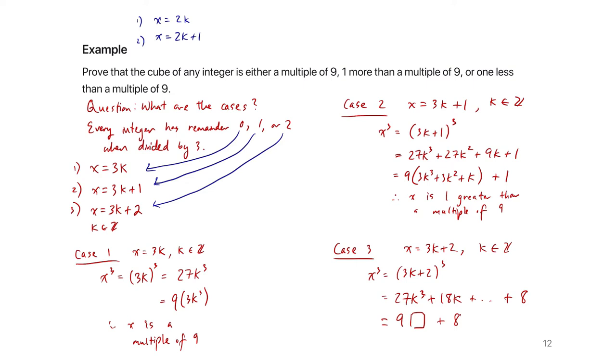Okay? Well, we can rewrite an 8 as 9 minus 1. Is that clear? And then whatever we got in that box, we can write it as 9 times box plus 1 minus 1. Okay? And we've shown that in this case, it happens to be 1 less than a multiple of 9. So that means in each of the three cases, we've shown that x cubed is either a multiple of 9, 1 greater than a multiple of 9, or 1 less than a multiple of 9.